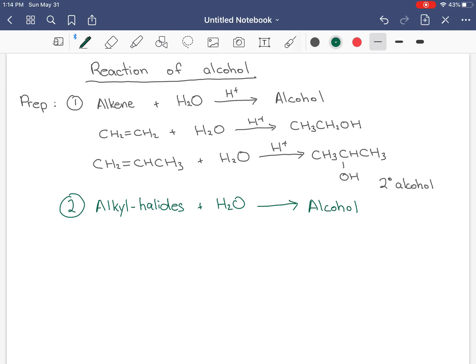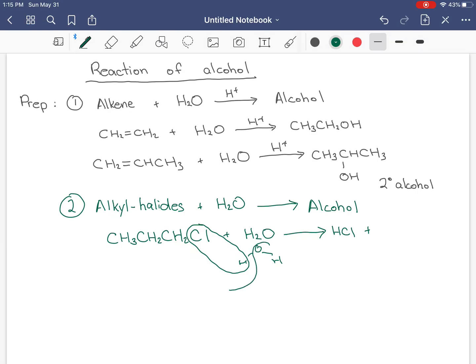Now let's take a look at some examples that I have for you here. They're pretty simple examples. Like for example, CH3, CH2, CH2, Cl. That's an alkyl halide. That's 1-chloropropane. Now, if you react this with water, you will also get an alcohol. What happened here is this. Let's draw H2O. That HCl is going to be made. So one of the products is HCl plus this OH will come over here and hook up with that carbon. There you go. That's how you make a primary alcohol.